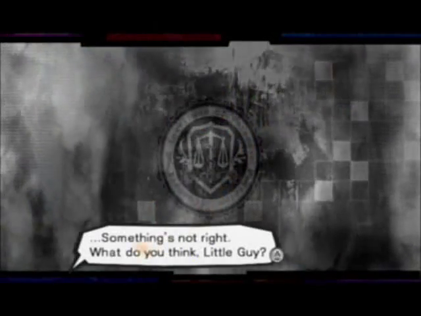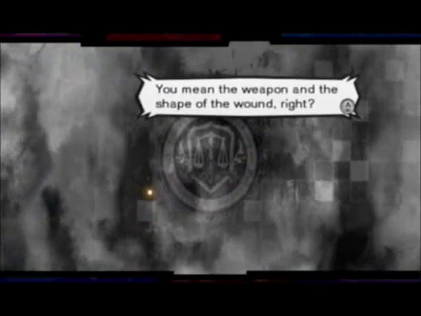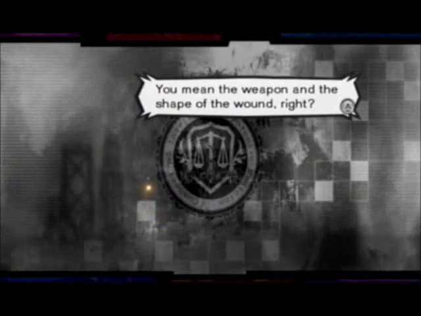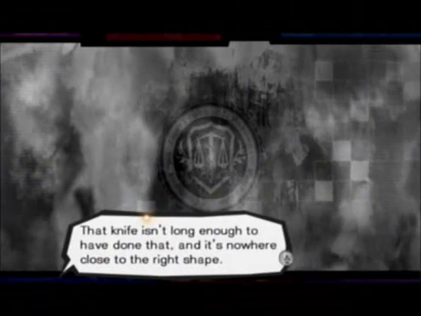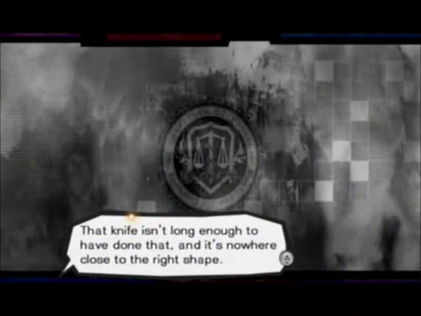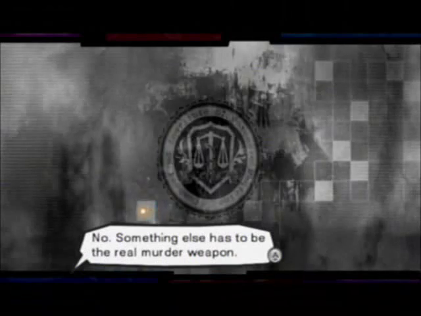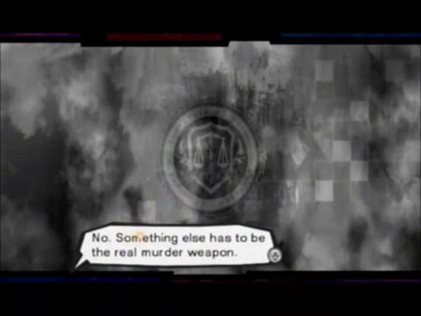Something's not right. What do you think, little guy? You mean the weapon in the shape of the wound, right? That knife isn't long enough to have done that, and it's nowhere close to the right shape. No, something else has to be the real murder weapon.